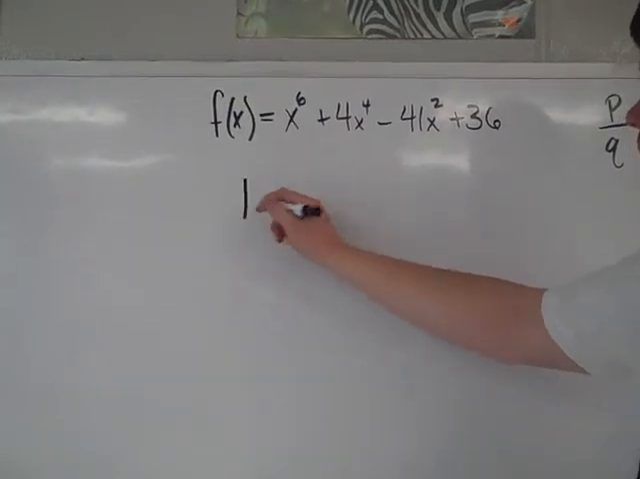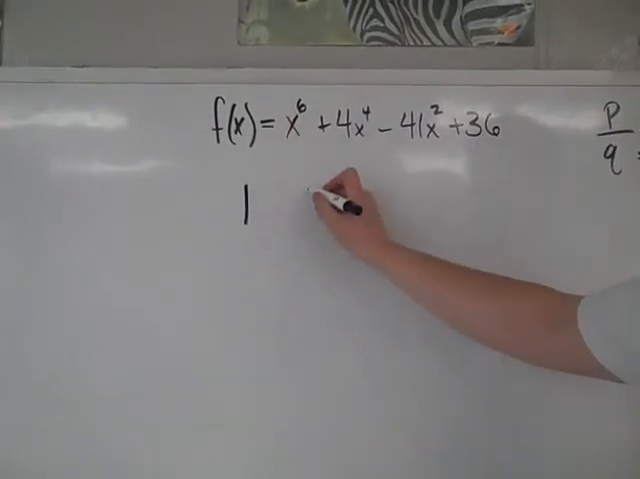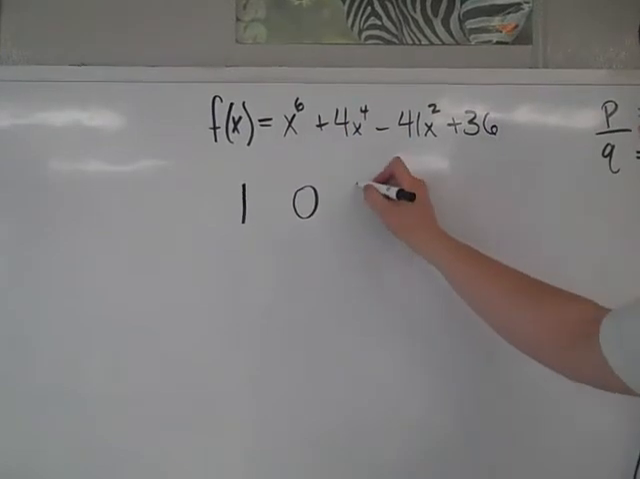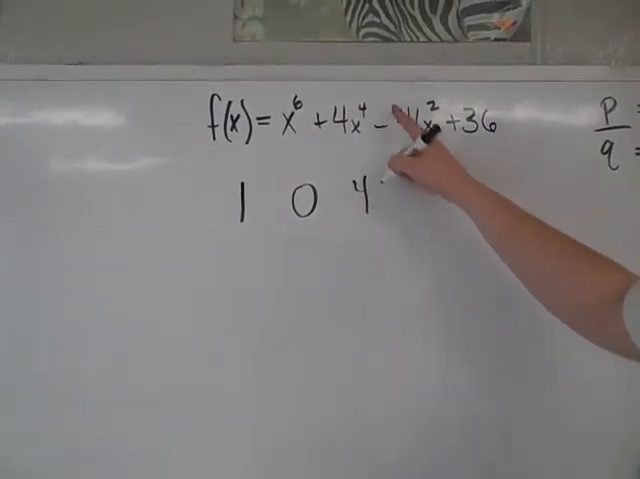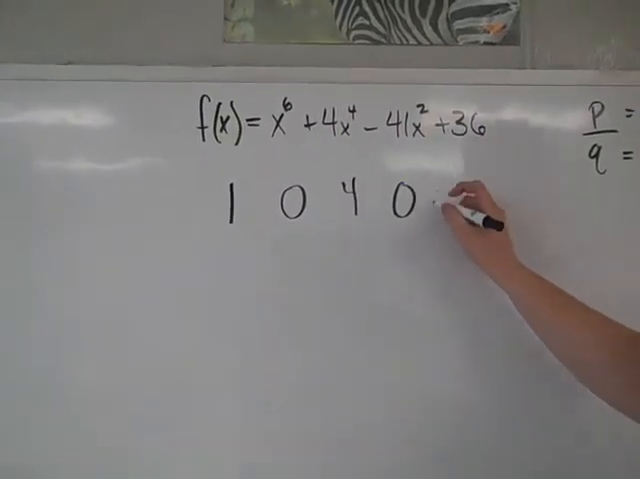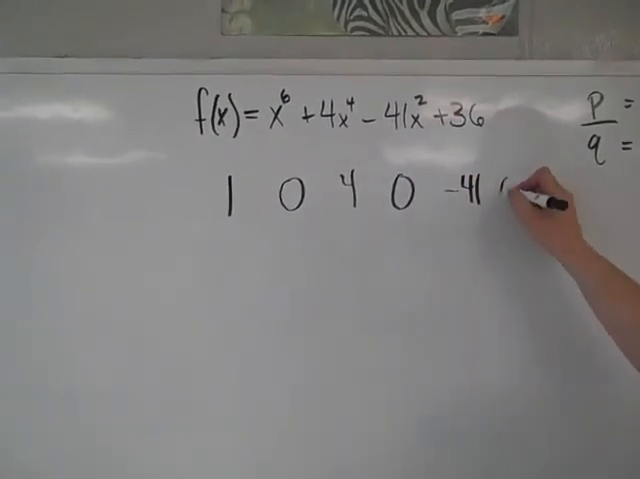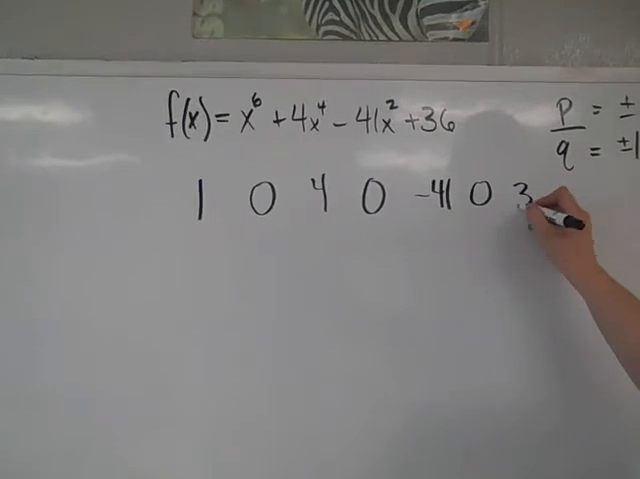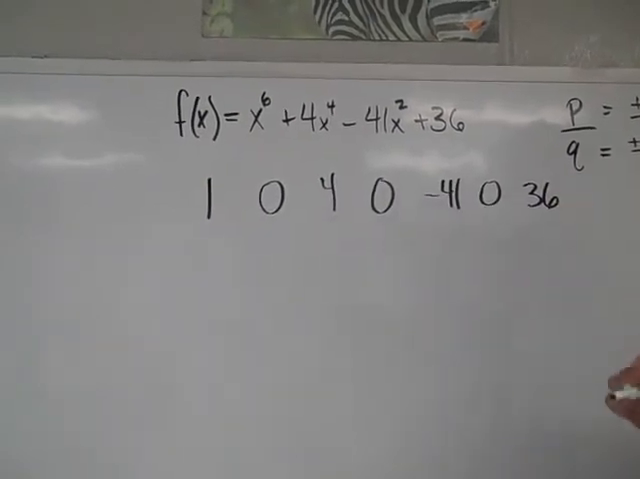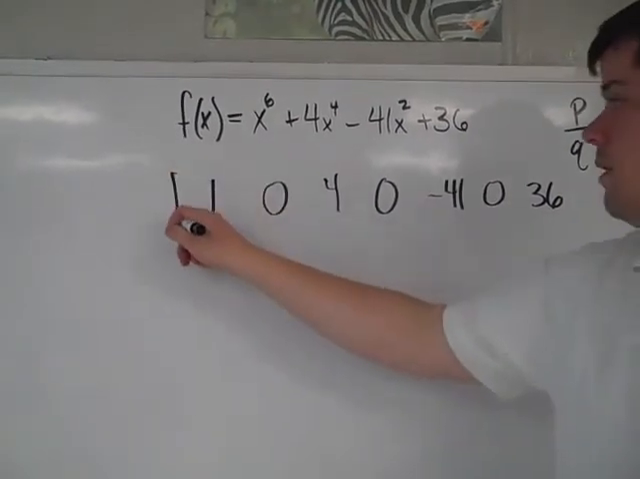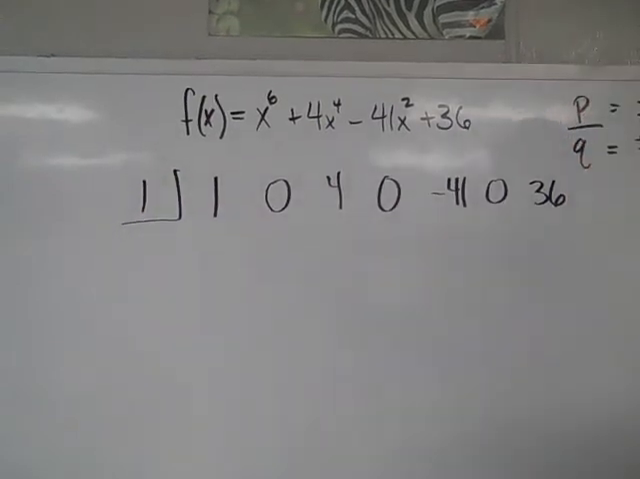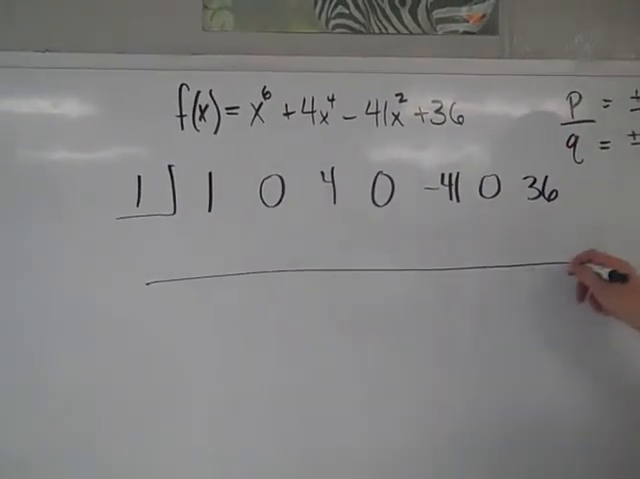So I have 1 in front of x to the 6th. I don't have an x to the 5th. 4 for x to the 4th. I don't have an x to the 3rd, so that'll be 0. So minus 41 for x squared. I don't have an x, and then I have a 36. So like I said before, let's start with positive 1. If you remember, we're going to do our synthetic division.